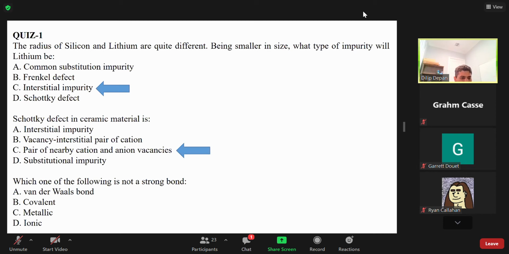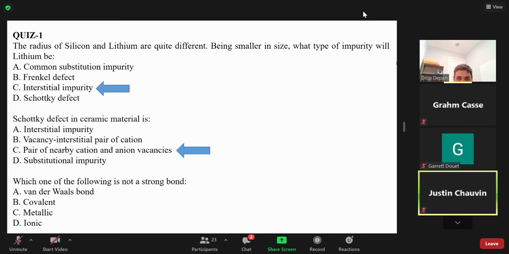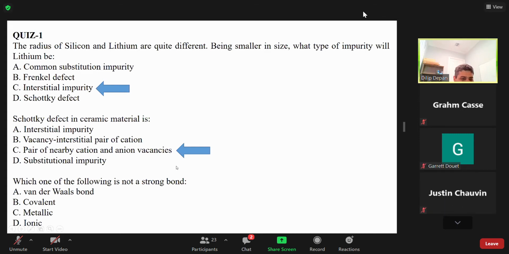Which one of the following is not a strong bond? Is it van der Waals bond, covalent bond, metallic bond, or ionic bond? Anyone? Once again, A. Okay, good. Yes, A is van der Waals bond, a weak bond among all these other bonds.